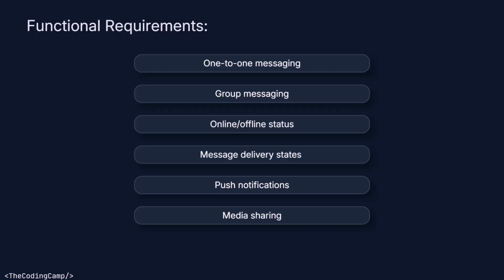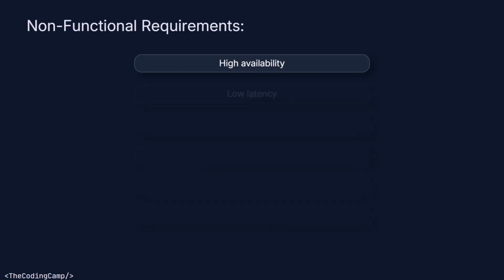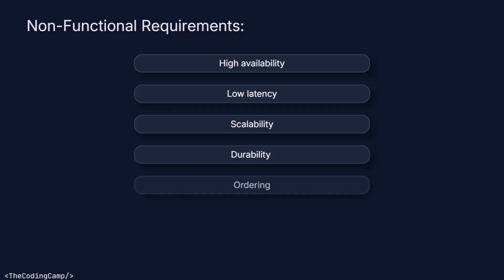Good. What non-functional requirements matter most? High availability, users expect messaging systems to always work. Low latency, messages should arrive within milliseconds. Scalability, the system must support hundreds of millions of users. Durability, messages cannot be lost. Ordering, messages in a chat should appear in correct order. Reliability, if the receiver is offline, messages must still be delivered later.